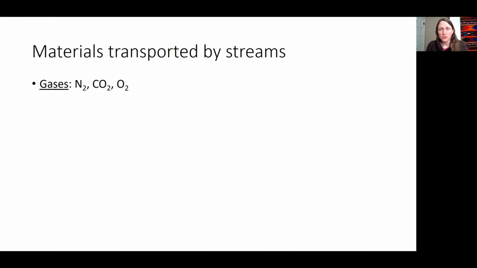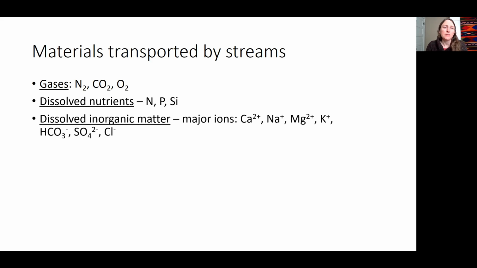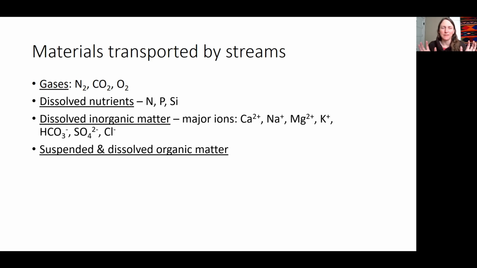So all kinds of materials are transported by streams. Gases like nitrogen, carbon dioxide, and oxygen. Dissolved nutrients, especially important are nitrogen, phosphorus, and silica. And dissolved inorganic material, so lots of major ions, cations like calcium, sodium, magnesium, potassium, and anions like chloride, sulfate, and bicarbonate. Or I think that's just carbonate. Sorry, I get those ones mixed up. But we're going to talk a lot about carbonate chemistry. So if I got that one wrong, I'll get it right in the future.